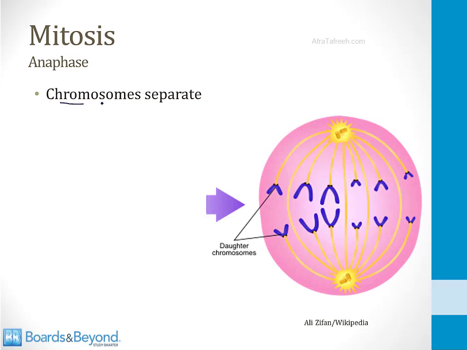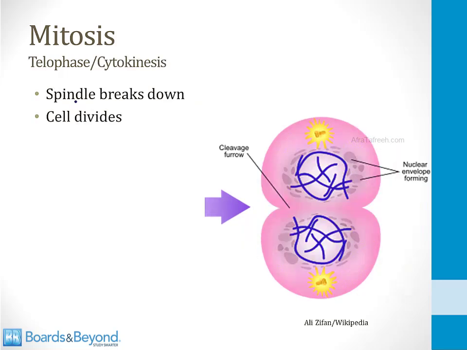And then in anaphase, the chromosomes separate to opposite ends of the cell. Remember, in the S phase, the chromosomes are replicated into two sister chromatids. Those chromatids are now pulled to opposite ends of the cell in anaphase. And then finally in telophase, the spindle breaks down and the cell begins to divide. That's called cytokinesis, and then you are left with two daughter cells that came originally from one single cell.